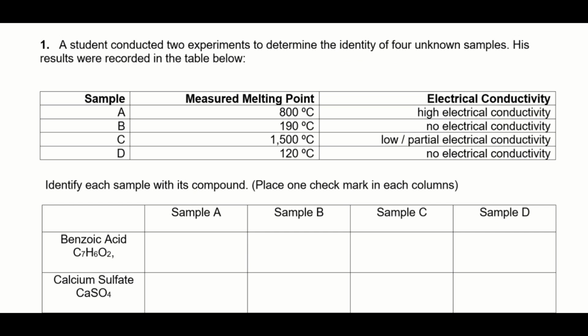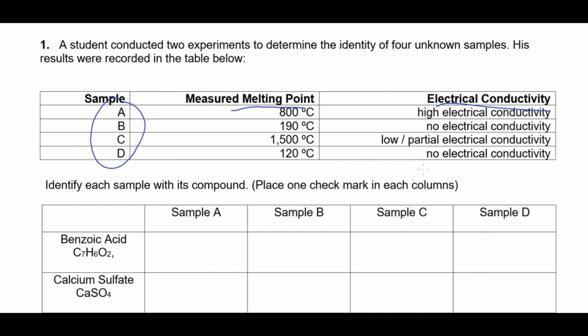Question number 1. These are, by the way, shuffled questions, so they're going to be in a different order than what you got. All right, so we are given 4 unknown samples, with the melting points and the electrical conductivity. You didn't really need to know the conductivity to answer this question, although you could have connected it to what we did in our lab.